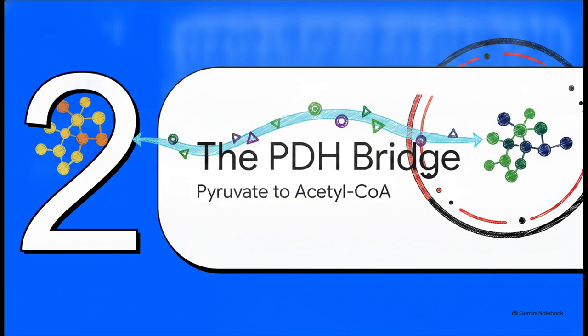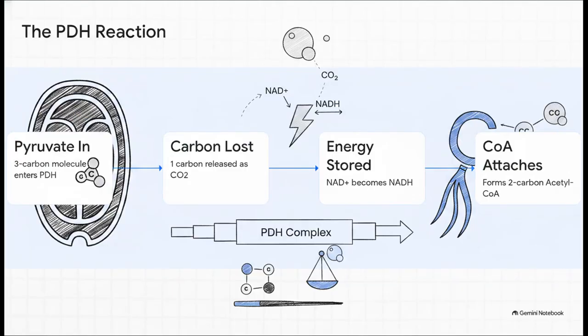We have pyruvate, but the TCA cycle strictly requires acetyl-CoA, so we need a way to connect them. I'd like you to meet the Pyruvate Dehydrogenase Complex, which we almost always just shorten to PDH. Think of PDH as the absolutely vital, completely irreversible bridge linking glycolysis to the TCA cycle. Now, watch the carbon accounting here because it's crucial. Pyruvate enters the mitochondria containing 3 carbons, but the acetyl group we actually need to make only contains 2 carbons. So as our pyruvate passes through this massive PDH complex, we lose 1 carbon.